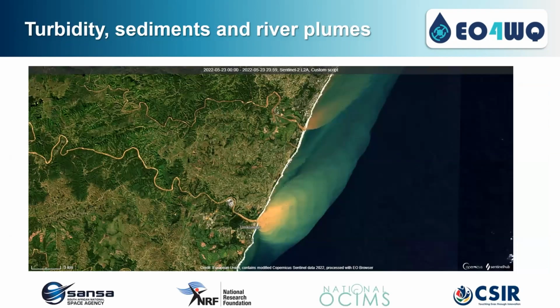Here's a similar example of turbidity, sediments and river plumes. So this basically enables us to look at the spatial extent and the coastal impact of river inputs into the marine domain, which can have various implications for fisheries and coastal ecosystem management.